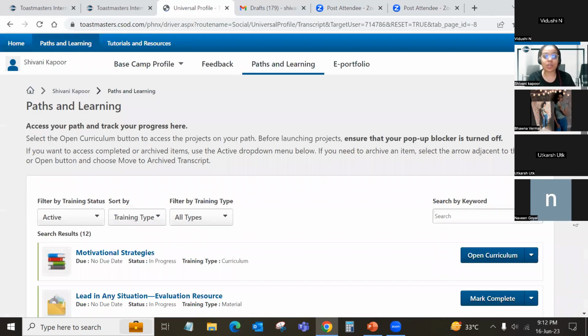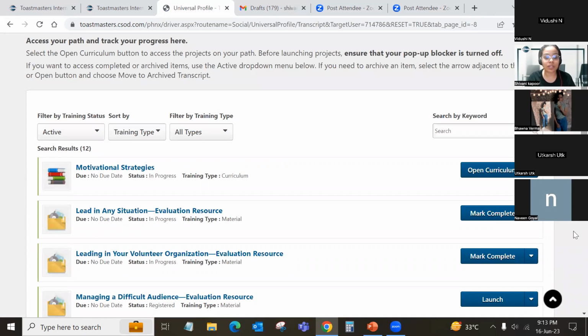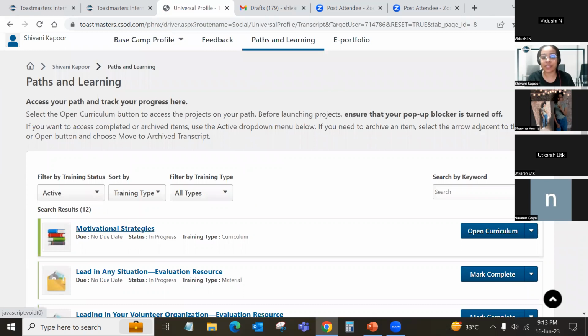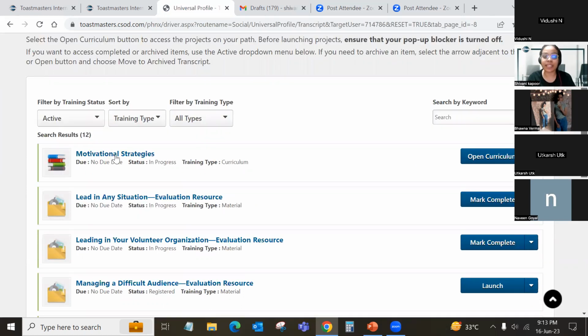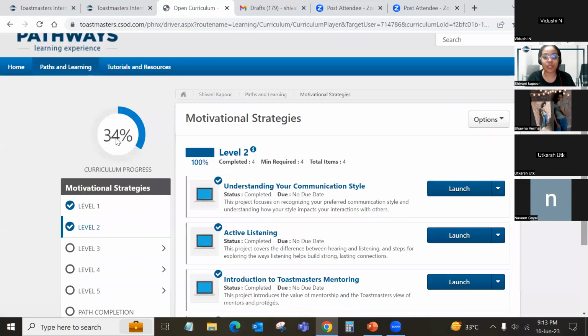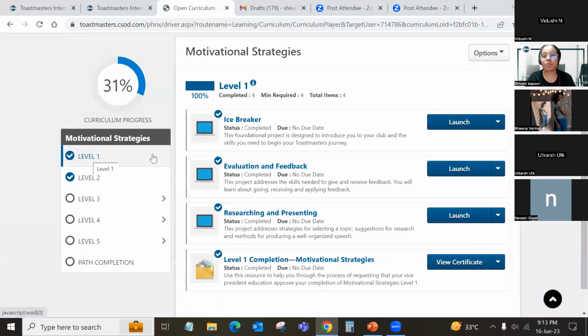Okay, so as you all can see, the path name is motivational strategies, right? So whichever path you select will appear here like this, and you will click on open curriculum. And this way it will show you level 1. Each path has 5 levels and a path completion project. So each level has, like I was mentioning, certain projects.